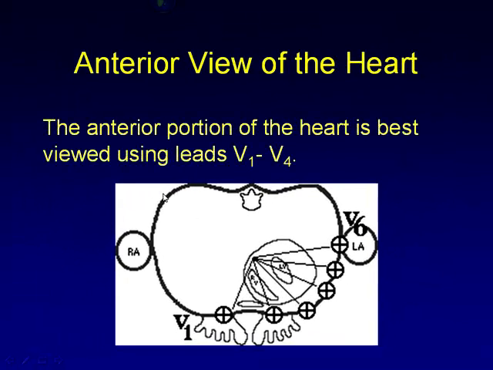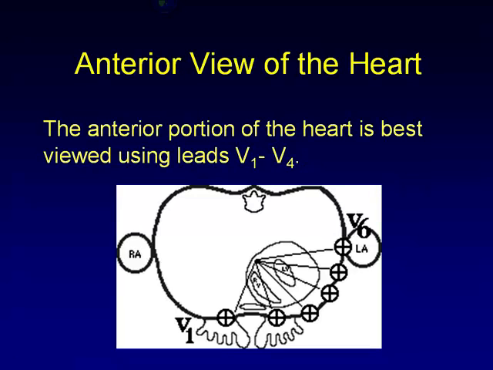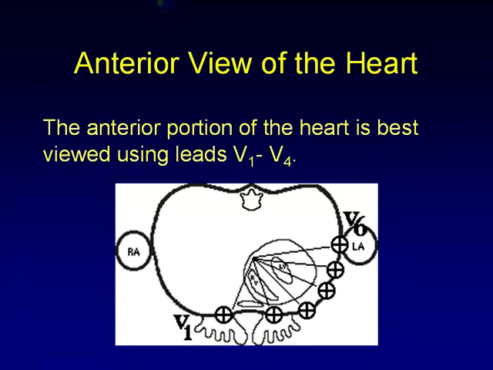If you look here, the anterior portion of the heart is best viewed using V1 to V4. But in another box they said what? They said V1 and V2 are looking at the septal part of the heart, and V3 and V4 are looking at the anterior wall, and V1 to V4 are looking at the anterior septal, and V3 to V6 is anterior lateral. This is very important information for a very exact portion of the heart.